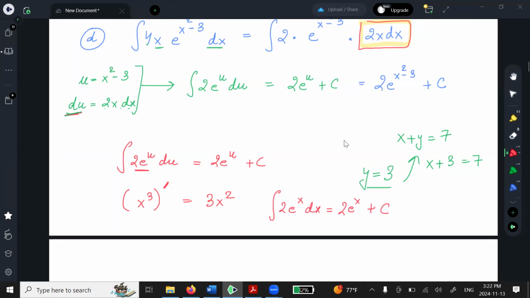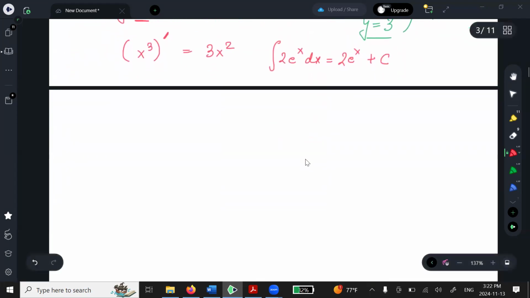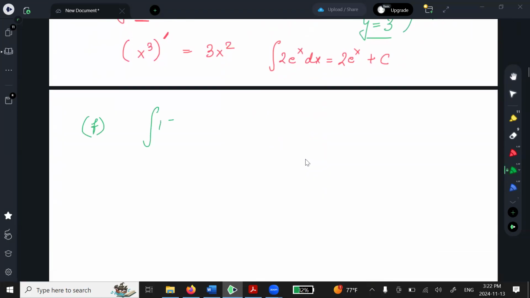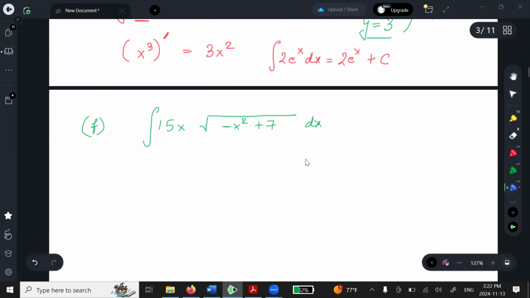Let's do one more. Next is number F on your list, which is 15x times the square root of negative x squared plus 7, dx. Okay, what is my u? Exactly. You take everything inside the square root. Don't take the square root. The square root will make du very complicated. We don't want that. We just want the thing inside the root.